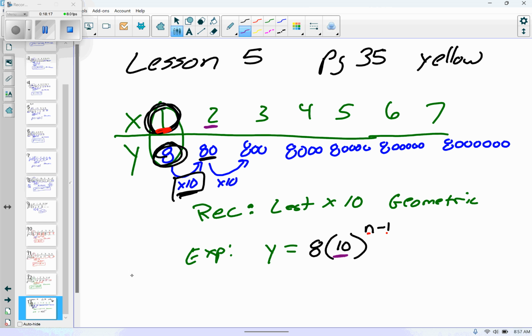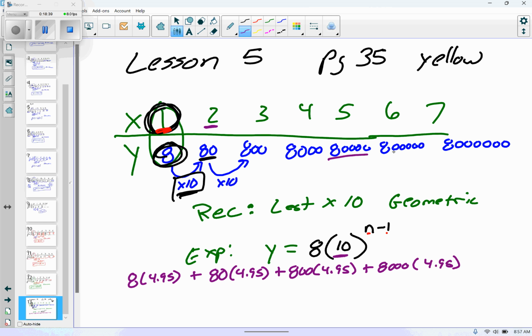Wow. So you have 8 times $4.95 plus 80 times $4.95 plus 800 times $4.95 plus 8,000 times $4.95, and that keeps going. 80,000. So this is going to be a lot of money. In fact, I think our ice cream shop might go out of business if everyone used one of those coupons. 8 million coupons. Think about that. 8 million times $4.95 is a huge number. It's like above $32 million.